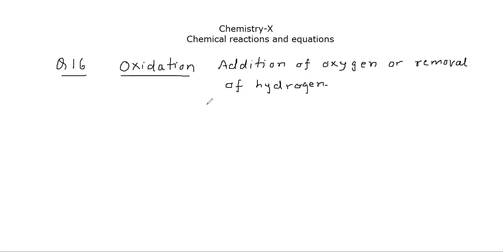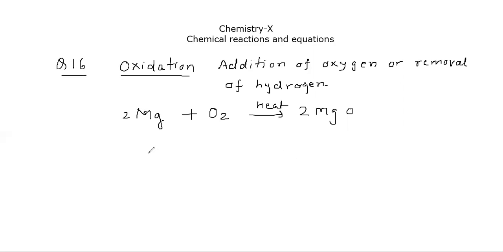Let's see some examples like Mg plus O2, heat, it gives MgO. Here, magnesium is getting oxidized. It forms magnesium oxide. Now we try to balance it. So here, if we put 2 and 2 here also, the equation is balanced.